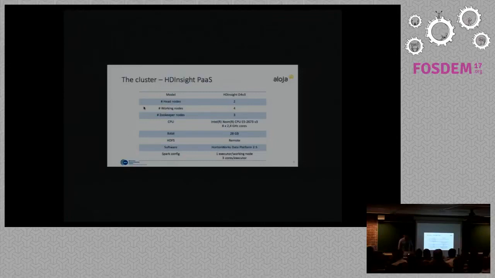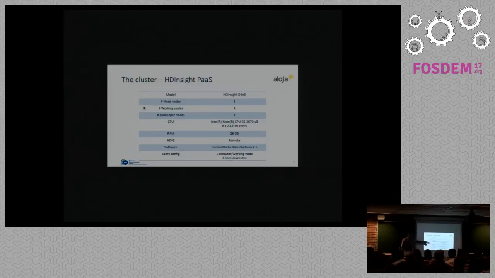Hardware-wise, we're using an HDInsight platform-as-a-service cluster, model D4 v3, with 4 worker nodes, featuring a high-end Intel Xeon CPU with 8 cores and 28 gigs of RAM, and the HDFS is completely remote.